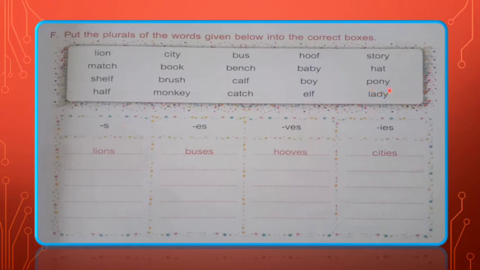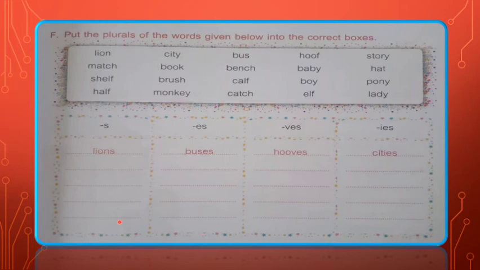Second last, children, pony. Pony ends with Y, and the letter before Y is a consonant. So what do we do? We will remove Y, and in place of Y, we will write I-E-S. So children, see, we will write here P-O-N-I-E-S, ponies. Okay, last word children, yes, lady. Lady ends with Y and the letter before Y is a consonant. So we will remove Y and in place of Y, we will write I-E-S. So let's write L-A-D-I-E-S, ladies.